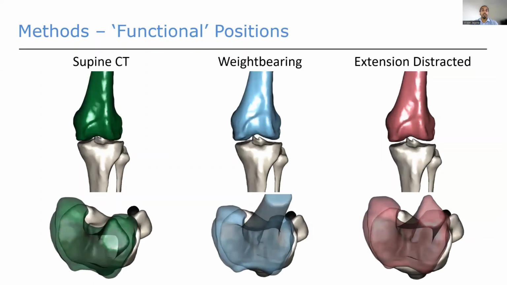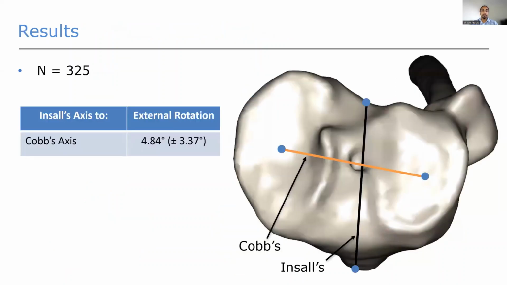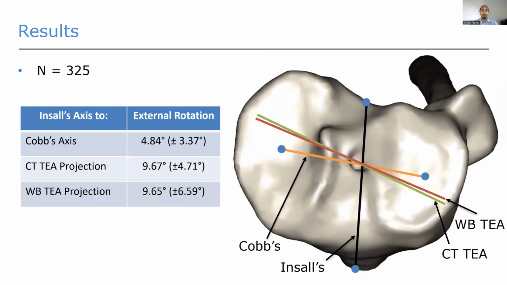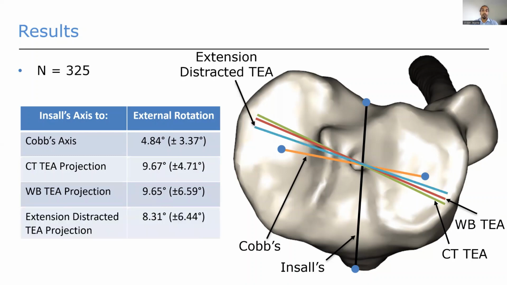The positions used for the TEA projection include the supine CT, like the previous studies. However, we also included the functional weight-bearing and extension-distracted positions. For comparative purposes, all axes were measured relative to Insall's axis. So Insall's axis was 4.84 degrees externally rotated to Cobb's axis, 9.67 degrees externally rotated to the CT TEA projection, 9.65 degrees externally rotated to the weight-bearing TEA projection, and 8.3 degrees externally rotated to the extension-distracted TEA projection.